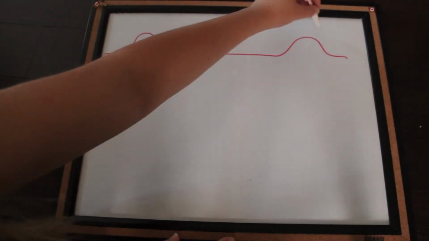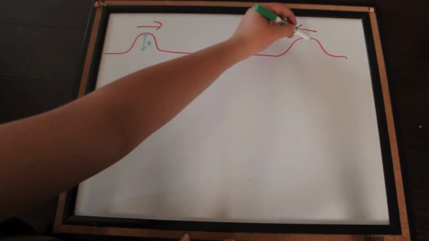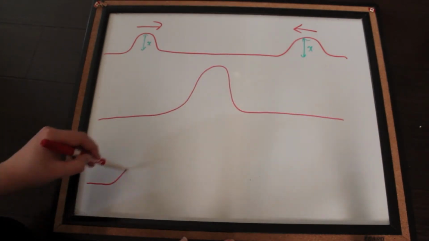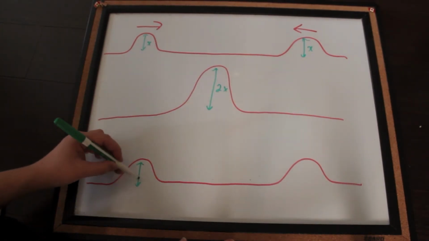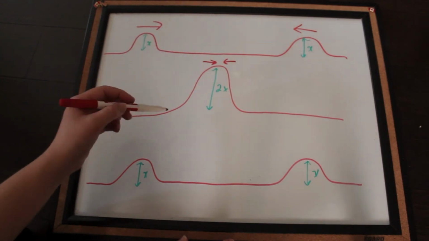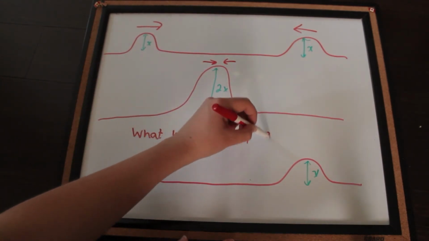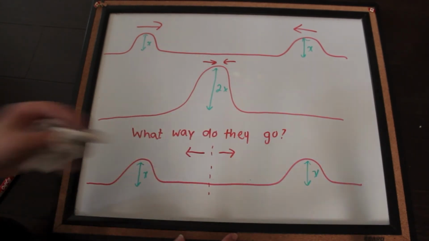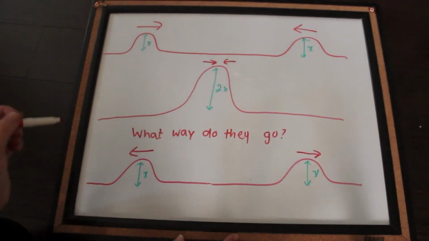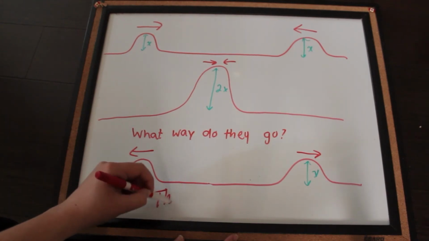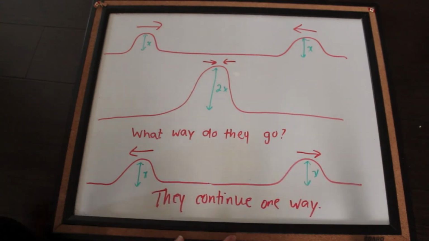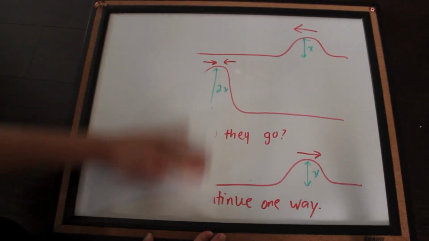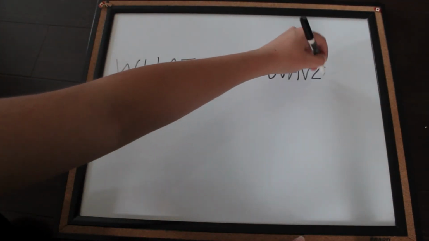Now what about if two waves hit each other? Let's say two waves are coming towards each other with an amplitude of x. Once they come into contact, their amplitudes combine and become 2x. But what happens after they collide? Do they bounce together and then go back the direction that they came, or do they go through each other? If you guessed that they continue the same way, you are correct. Now I hope you are able to answer the question, what are waves?